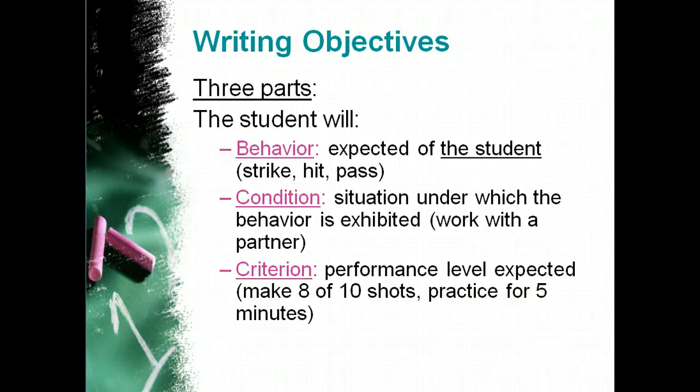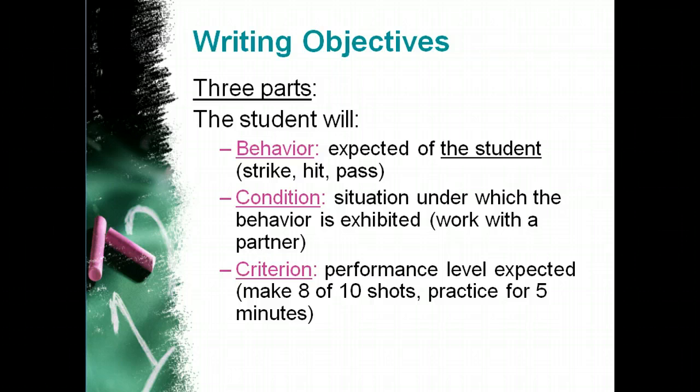An important part of writing lesson plans is to write objectives, or lesson objectives. There are three parts to an objective. Actually, the student will is part of it, that's the actor. But then we have three major parts. The behavior, what is expected of the student. In the motor domain, that might be verbs such as strike, hit, or pass.